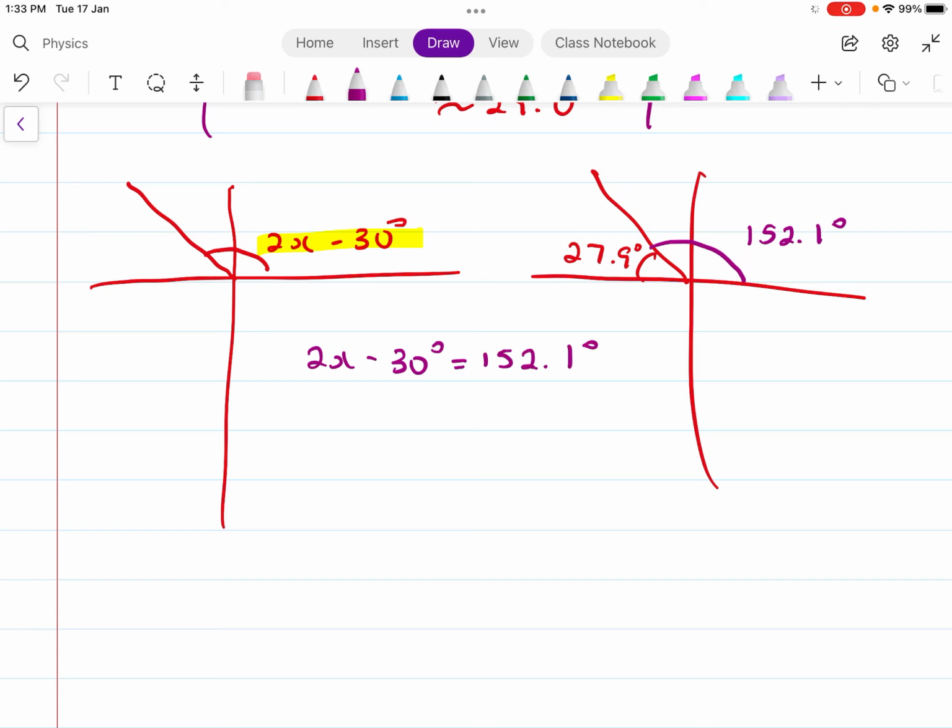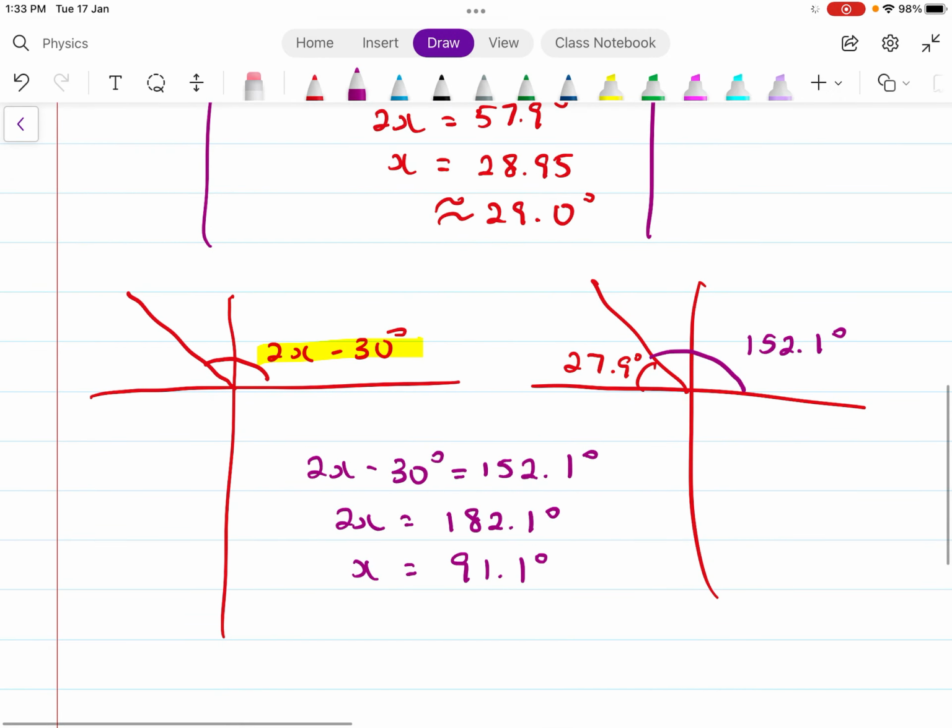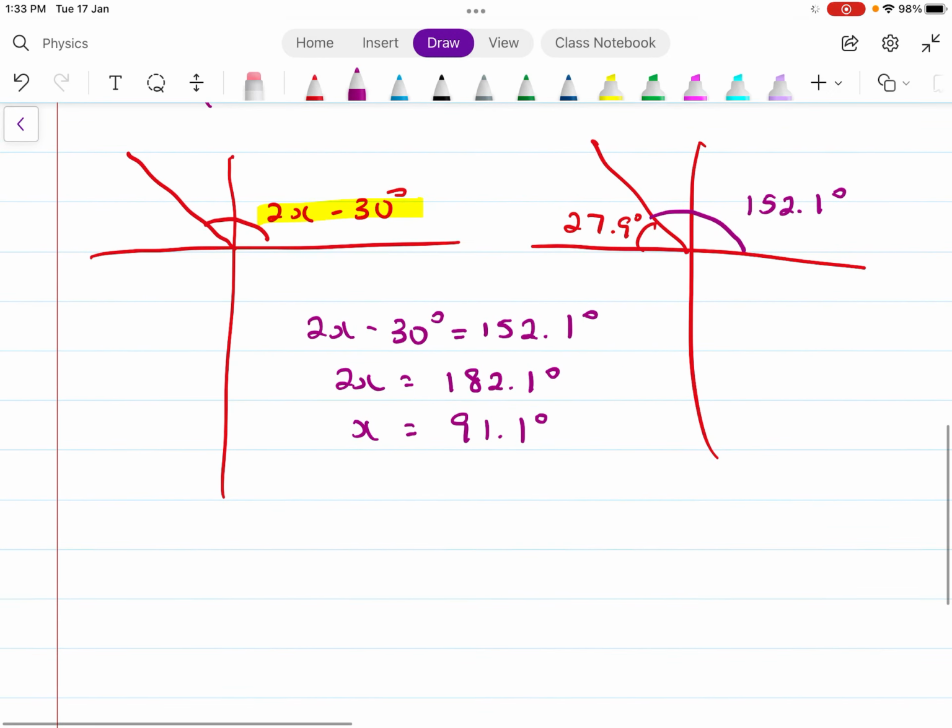152.1 degrees. Then after you calculate, 2x is equal to 182.1 degrees, divided by 2 on the left and right hand side. 182.1 divided by 2, you should be able to get an answer of 91.1 degrees. So that is the second answer. The first answer is 29.0, the second answer is 91.1.